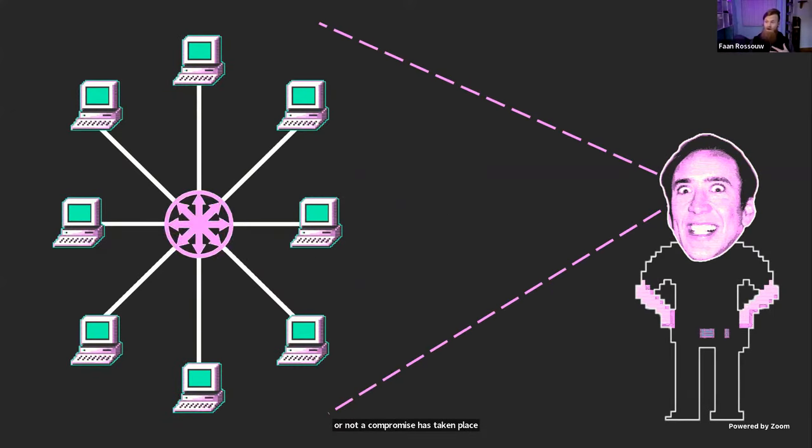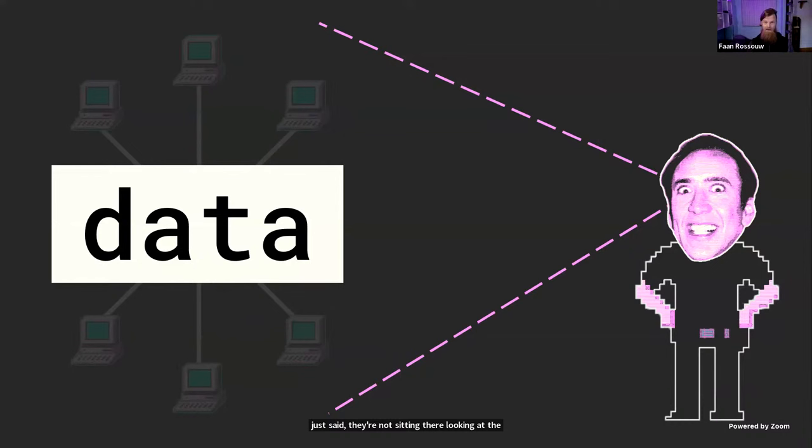And so we have our security operator. He has the view of the network. But at the same time, like I just said, they're not sitting there looking at the computers and the router and the cable. The security operator, rather, is looking at data. Now, at the same time, it's not all data.